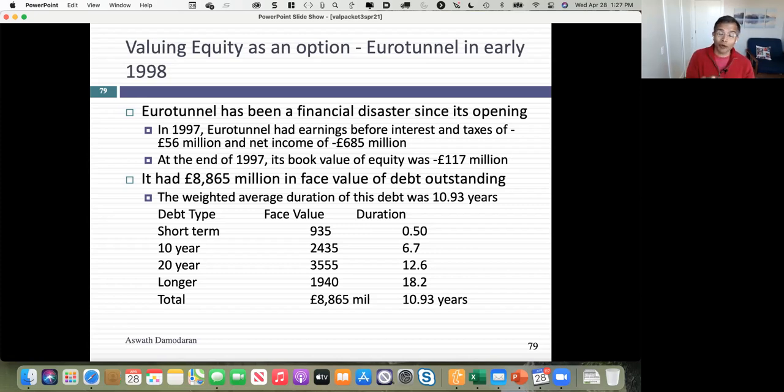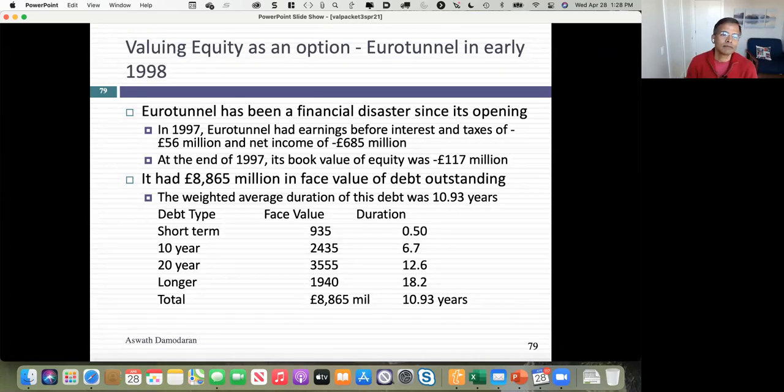Now remember what characteristics you need to use this option pricing model. First, it's got to be a money losing company. Let's see if Eurotunnel passes that test. In the most recent year, which was 1997, Eurotunnel had operating losses of 56 million pounds and net losses of 685 million pounds. They're money losing. In fact, they've been losing money for a long time. How do I know? Their book value of equity has turned negative. So clearly they're a money losing company.